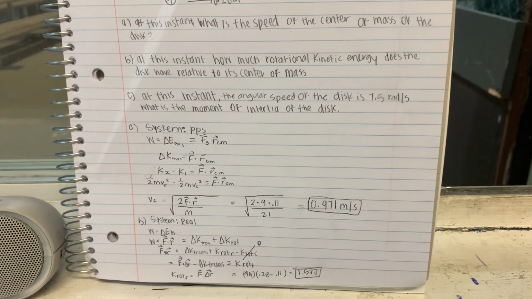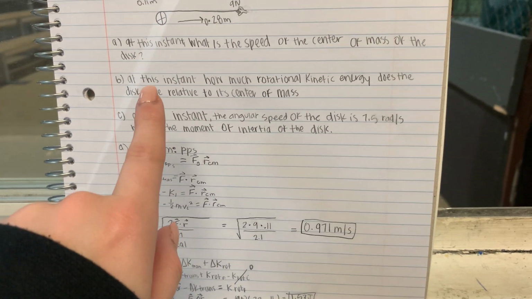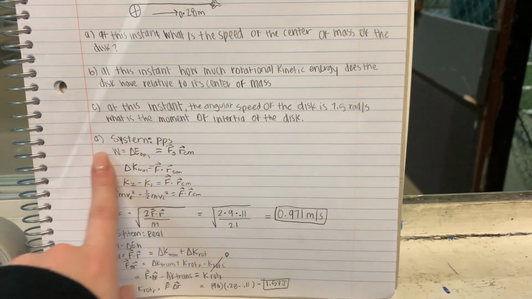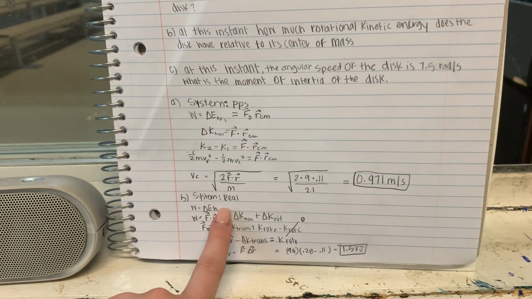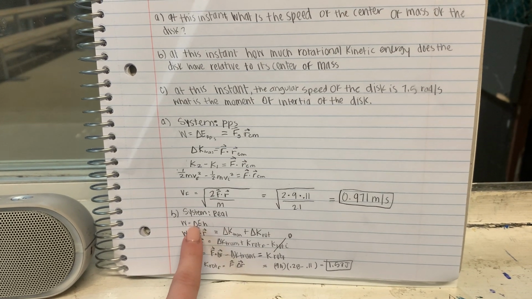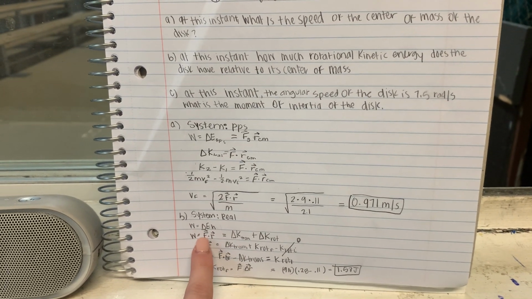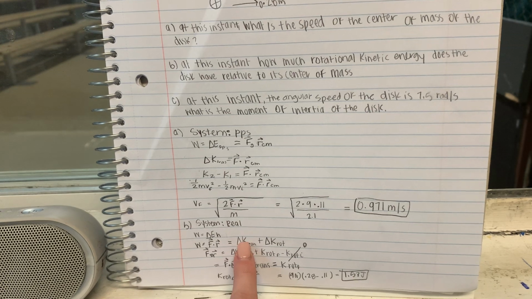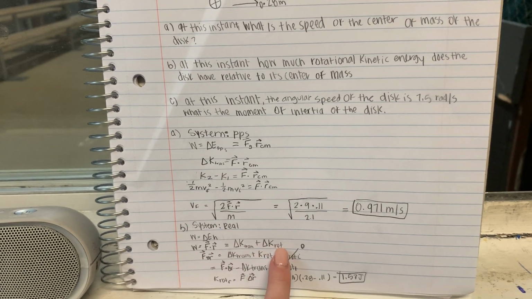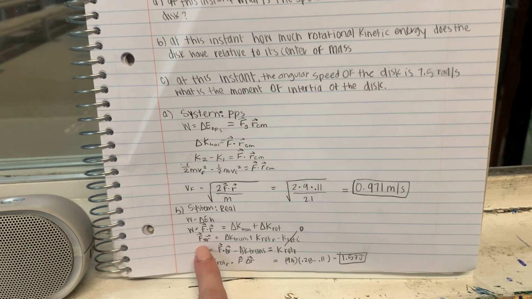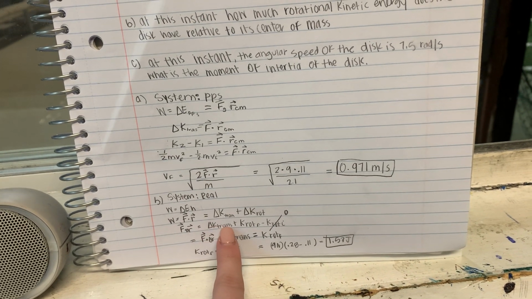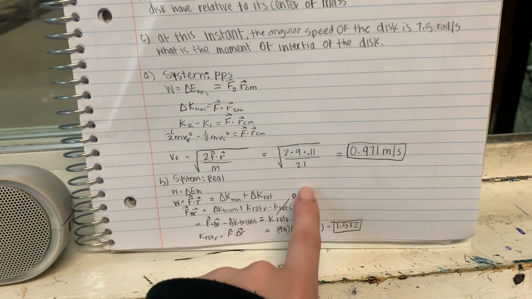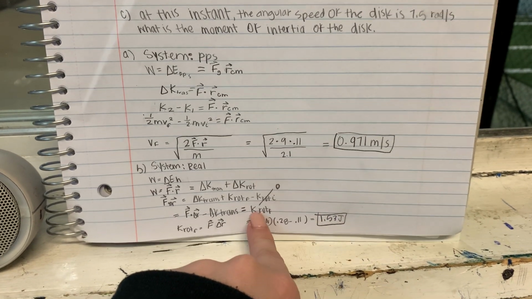And then for question B, it says, at this instant, how much rotational kinetic energy does the disc have relative to its center of mass? For B, we're going to use the real system, where work is equal to the change in energy of the hand. So work is equal to force times change in R, which is once again the distance, is equal to the change in translational kinetic energy plus the change in rotational kinetic energy, final minus initial. We know our initial is going to be 0 because it wasn't moving in the beginning.